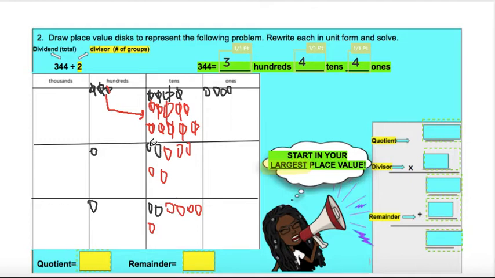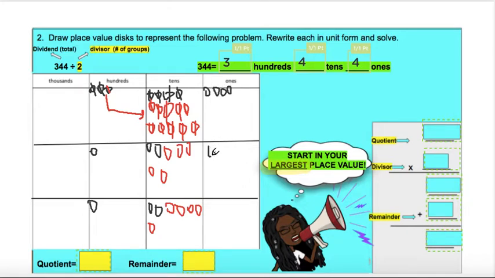Are our groups equal? Let's count. 1, 2, 3, 4, 5, 6, 7. 1, 2, 3, 4, 5, 6, 7. Yes, our groups are equal and we don't have any discs left over in the 10s. So now we're going to move to our 1s and we're going to do the same thing.